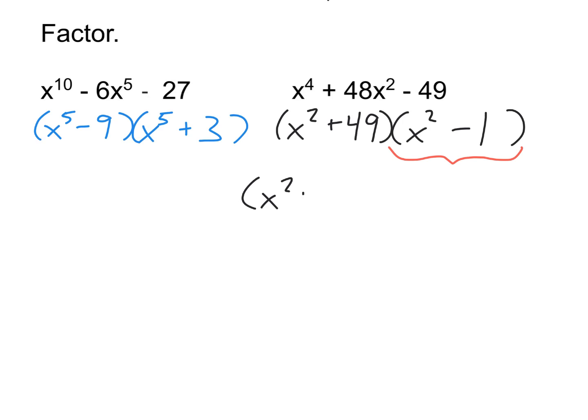So the x squared plus 49, that one stayed the same because it was not factorable. But the x squared minus 1, that becomes x plus 1 times x minus 1. That then is as far as we can factor it, so that is your final factored form there.